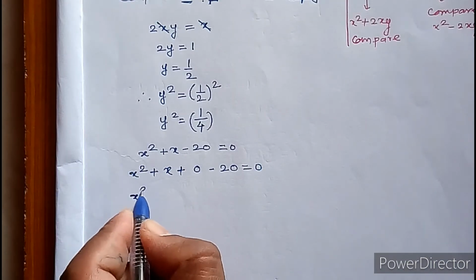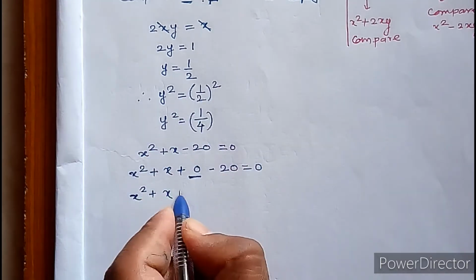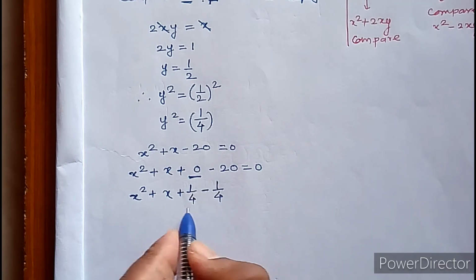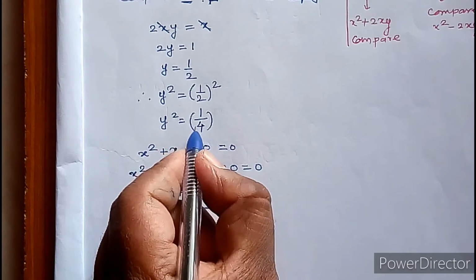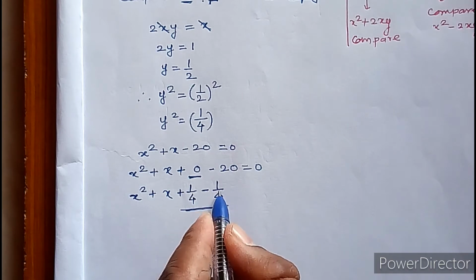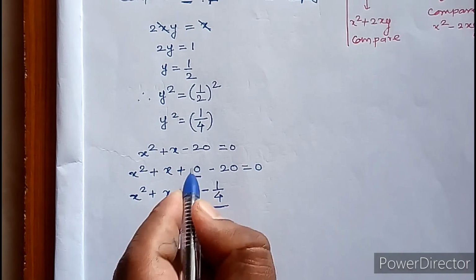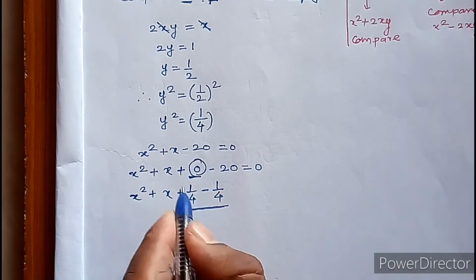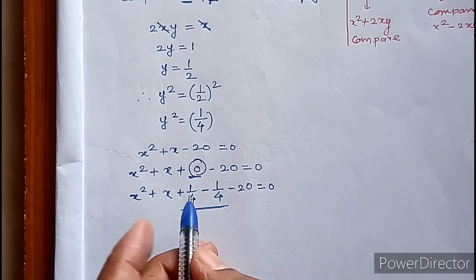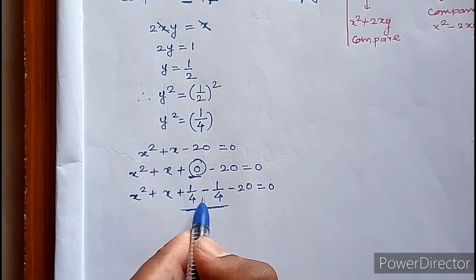Here, after x square plus x, instead of this 0 you can add plus 1 by 4 and minus 1 by 4. This is another important step, because we have calculated the value of y square, then we have to add 1 by 4 and subtract 1 by 4. Then the result of 1 by 4 minus 1 by 4 is 0. Therefore we are putting this value instead of 0. Now here minus 20 as it is equals 0. Another most important thing is that always add plus first and then subtract.